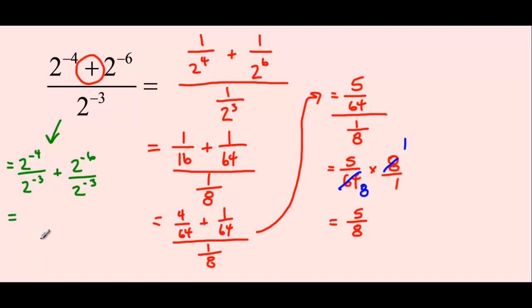Now, with each of these individual fractions, you can use exponent rules. So the exponent rule would be to subtract negative 4 minus negative 3. It's like adding, so that would be 2 to the exponent negative 1. Same thing here, we're going to treat it like it's adding. So negative 6 plus 3 is 2 to the exponent negative 3. And this would equal 1/2 plus 1/8, which is also equal to 5/8.